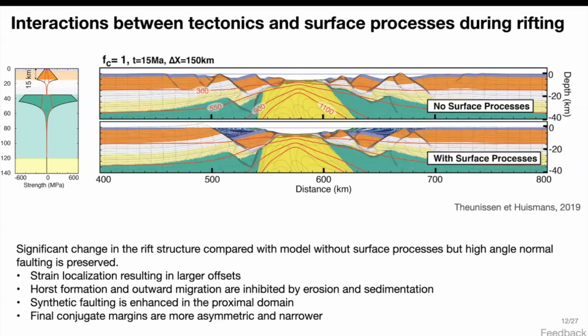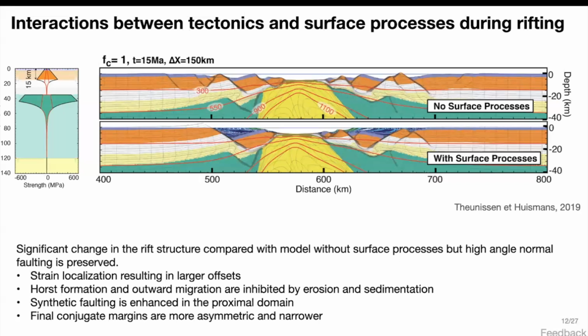We can also see the effect of erosion. I don't know if you can see, you have a grid which shows the degree of bending on erosion on the left margin, which shows that bending is facilitated, but also the subsidence of the hanging wall has increased the final offsets. And then we also have a different feedback. The host formation and the outward migration are inhibited by erosion and sedimentation. We also see slightly on the right margin that the synthetic faulting is enhanced in the proximal domain.